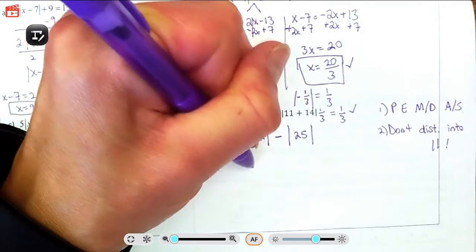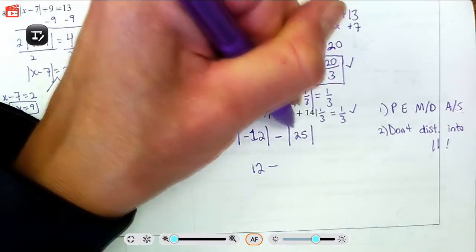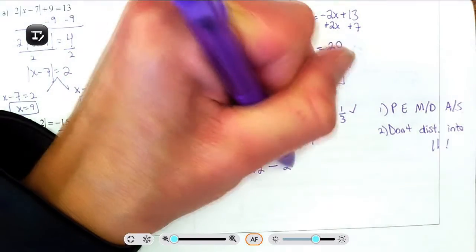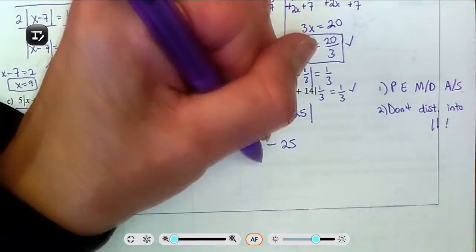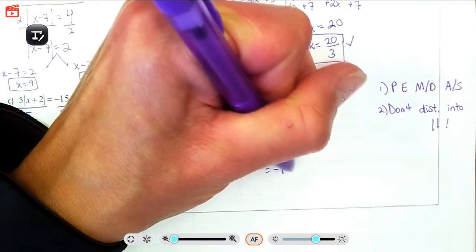Absolute value of negative 12 is 12. Minus sign comes down. Absolute value of 25 is 25. 12 minus 25 is negative 13.